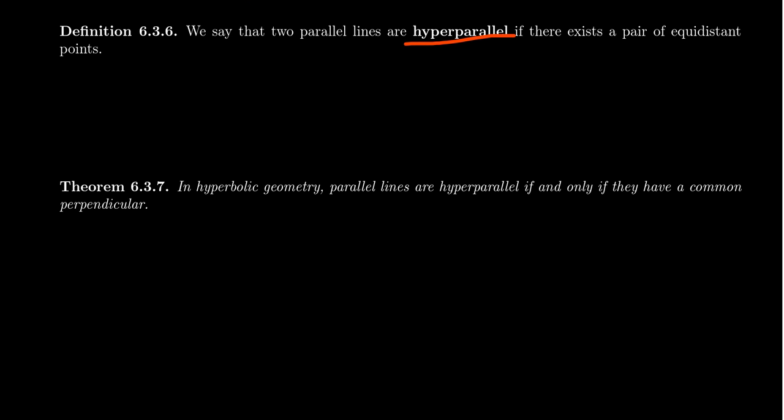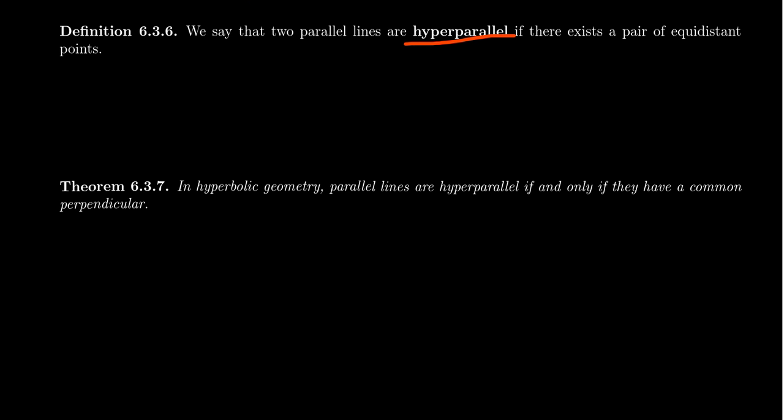Hyperparallels are those which have a pair of equidistant points. In Euclidean geometry, technically all parallel lines have a pair, but actually there's more than that. And so we don't really like to think of those as hyperparallel lines. And so as a theorem here, in hyperbolic geometry, parallel lines are hyperparallel if and only if they have a common perpendicular. I don't want to say too much about this right now, because I'm leaving this as a homework question for students to do.